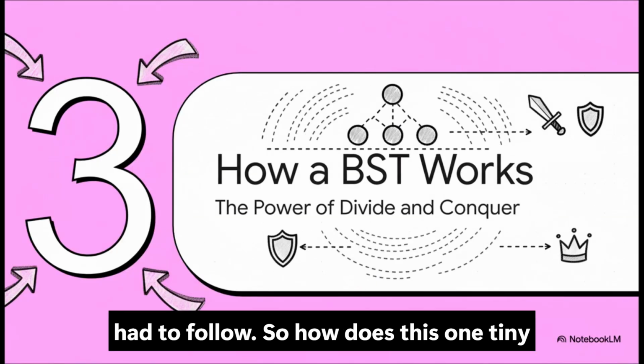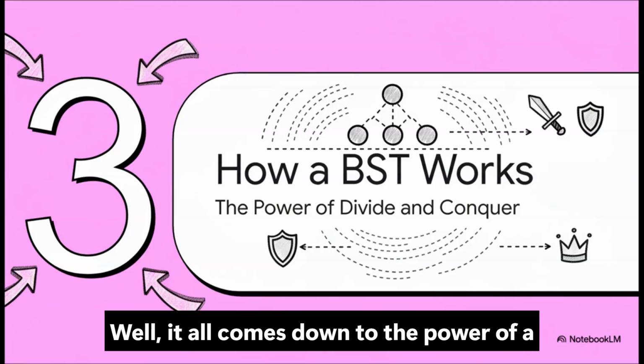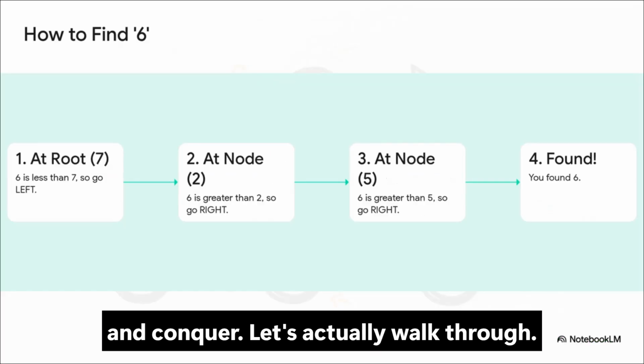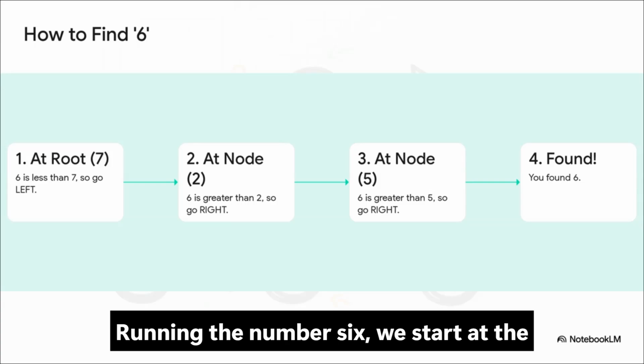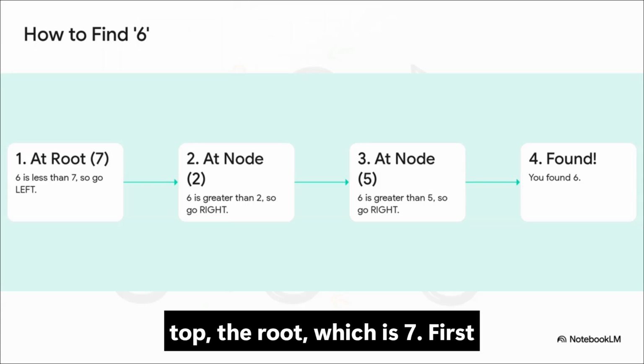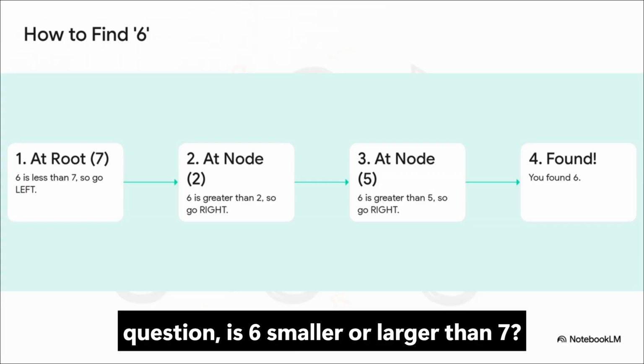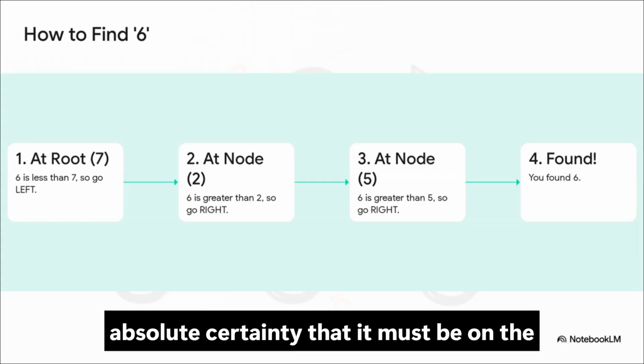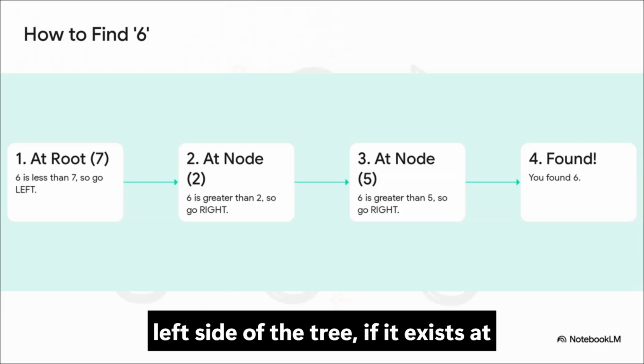So how does this one tiny rule make searching so blazing fast? Well, it all comes down to the power of a strategy you've probably heard of, divide and conquer. Let's actually walk through finding the number 6. We start at the top, the root, which is 7. First question, is 6 smaller or larger than 7? It's smaller. So we know with absolute certainty that it must be on the left side of the tree if it exists at all.